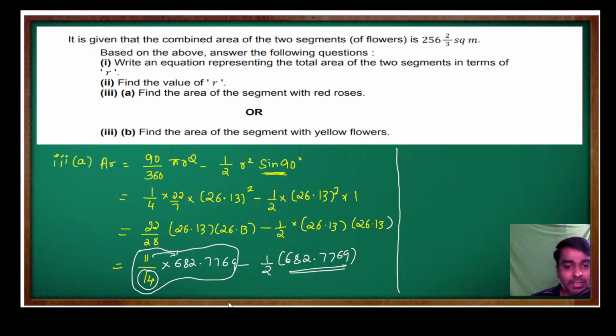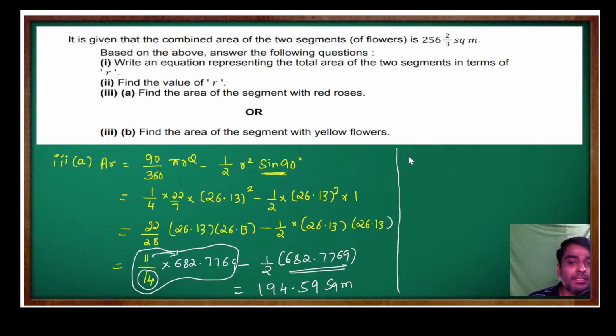Okay, this answer will come up to, from here again you do, 194.59. Write down these answers. Square meter. 194.59 square meter. Okay.